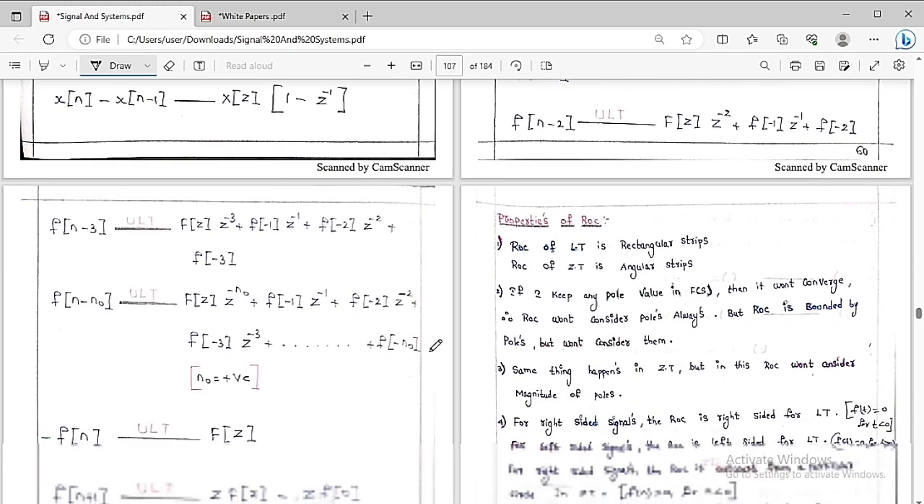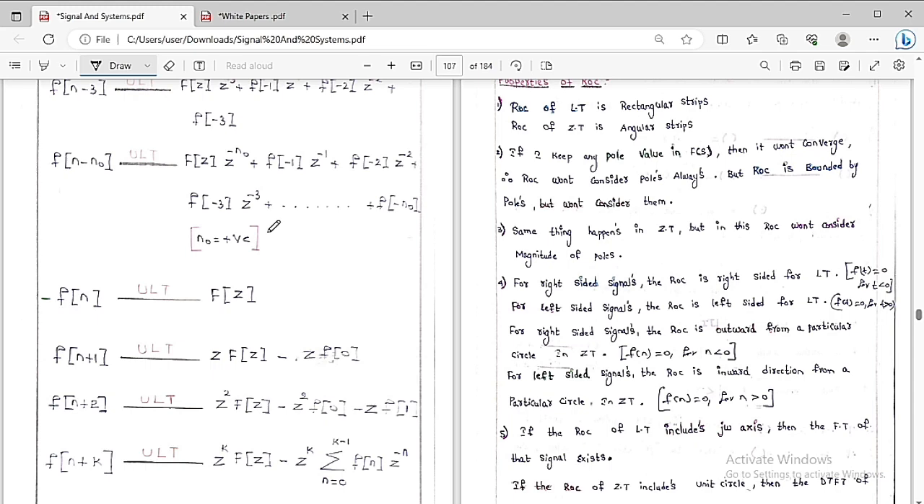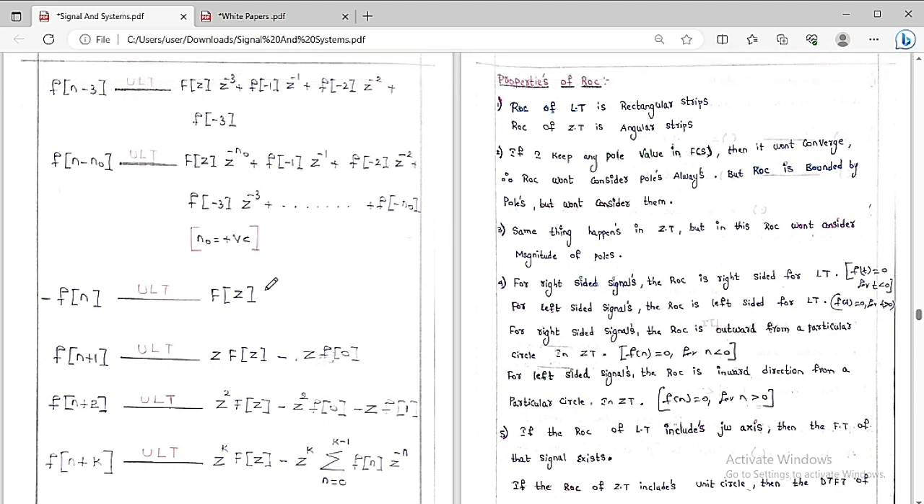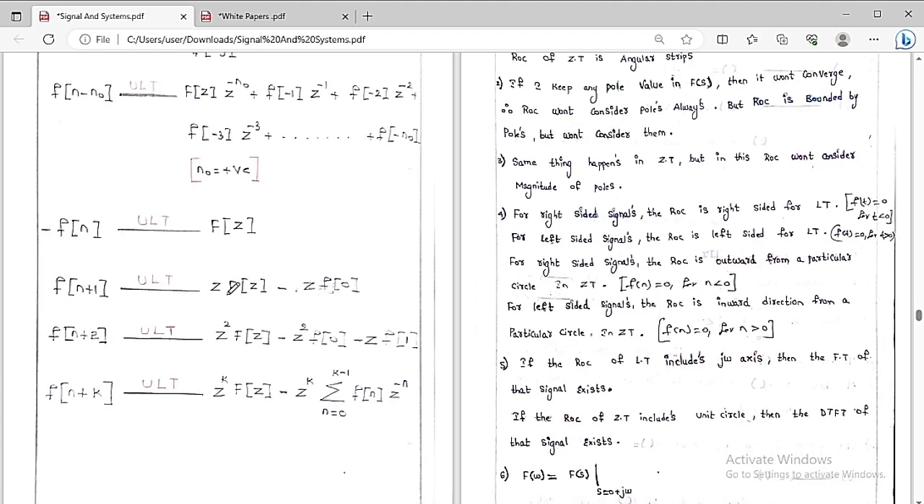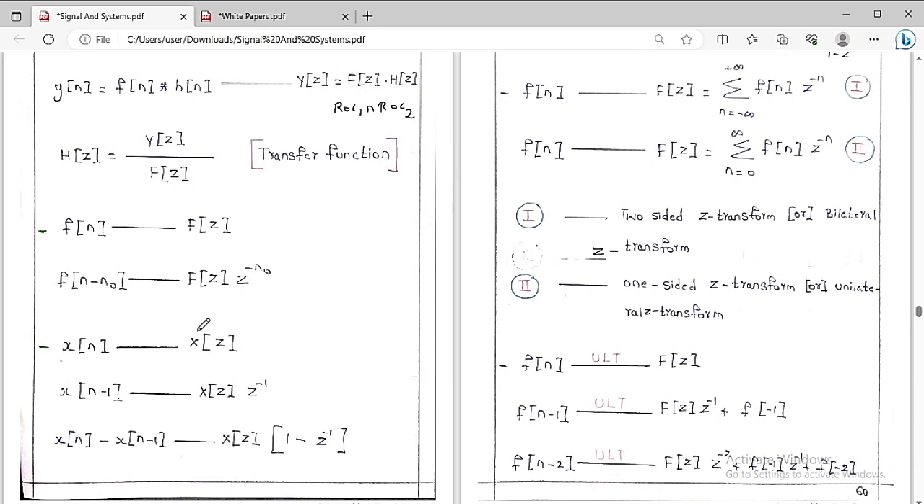Now the next formula is, suppose up to now n naught is negative. Suppose, in reverse, if n naught is positive, then how to do it? I will discuss now. Listen carefully. This formula is applicable for both the things. Here, suppose f of n plus n naught. If f of n plus n naught, what is the formula? F of z into z to the power of plus n naught. So this formula also you have to keep in mind.